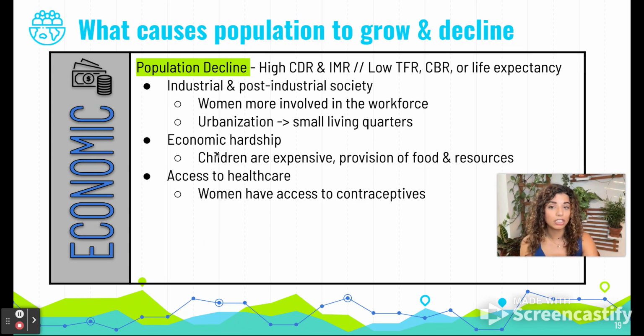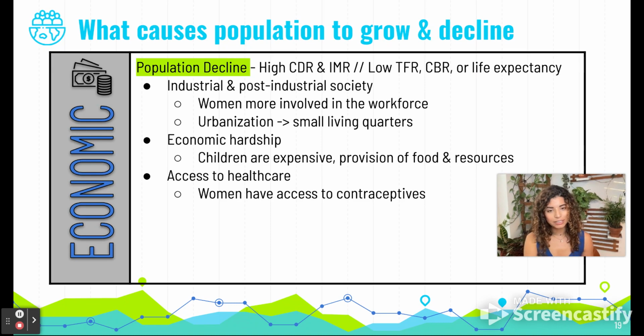Also, economic hardship, as I just said, like kids are expensive. You need to be able to buy food and resources for them and yourself. So that has also led to population decline. And then access to healthcare has also led to population decline in that women now have contraceptives far more available in a way that has never happened before, right?